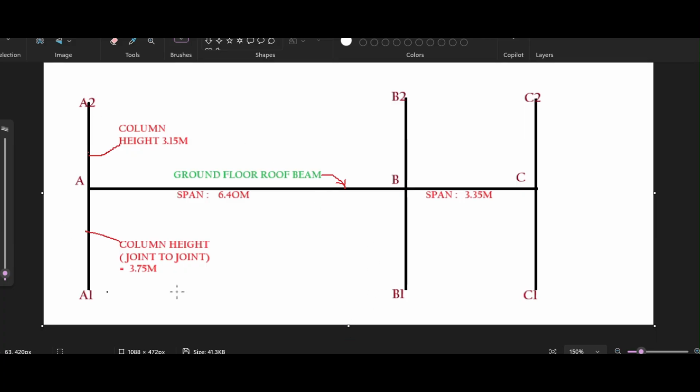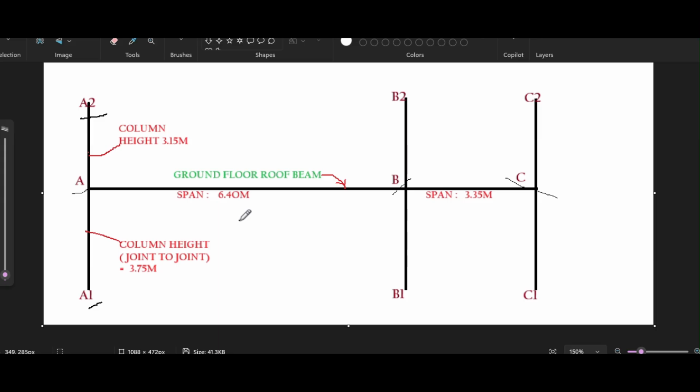So this is the portion shown in red color in the previous drawing. The left side joint I have named A, the center joint B, and the last joint C. This is the ground floor column, this is the upper floor column, the first floor column. The ground floor end is termed A1, the first floor end is termed A2, likewise B1, B2, C1, C2. These are the names given to the joints or ends of the columns.